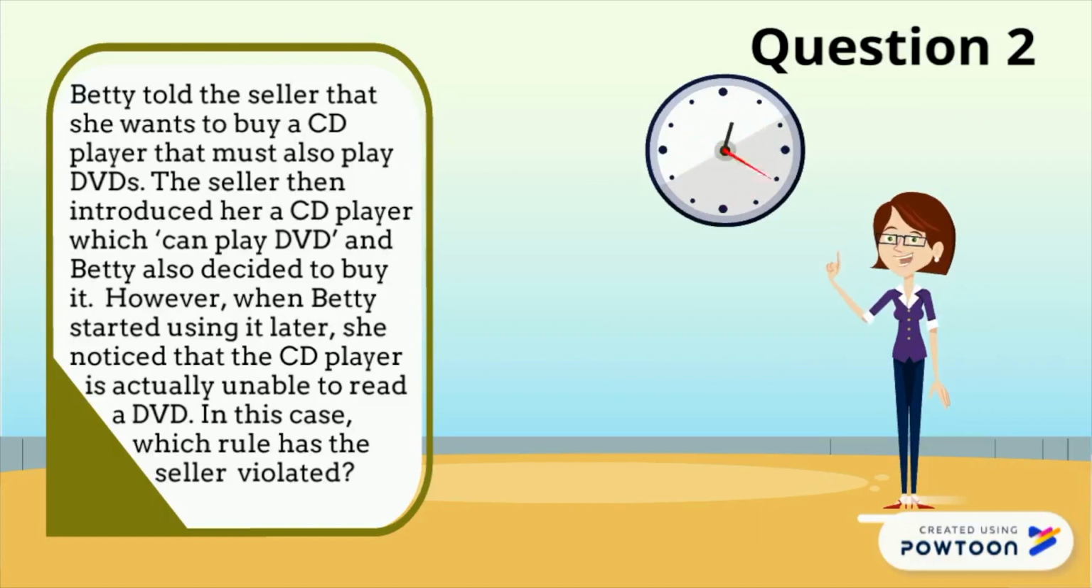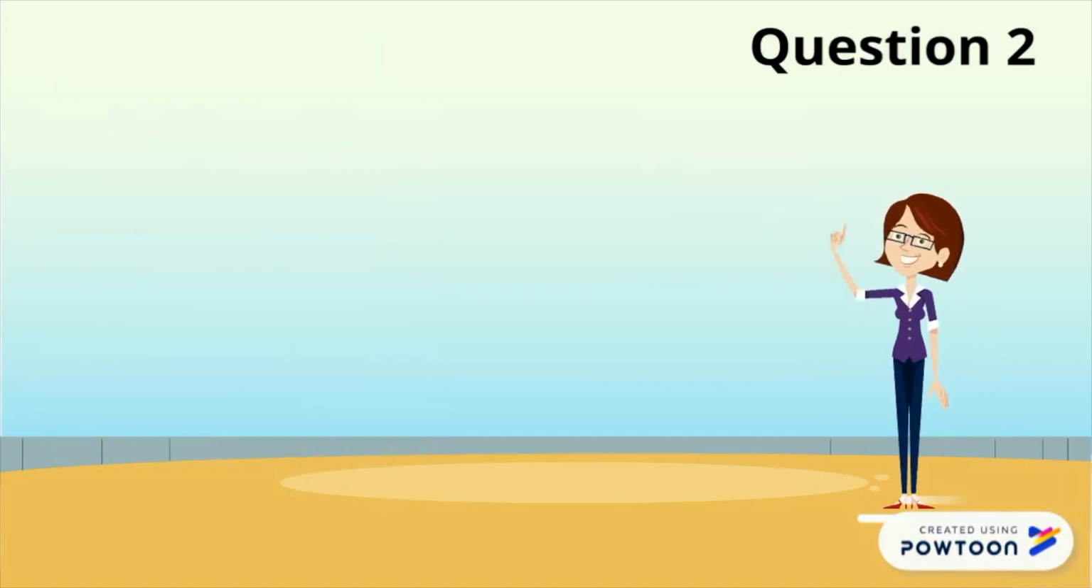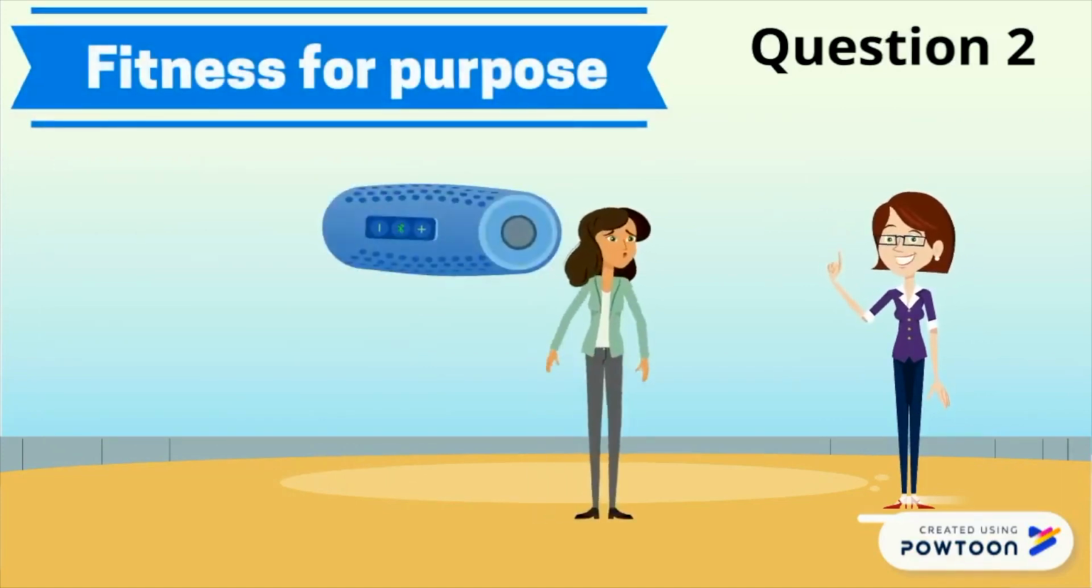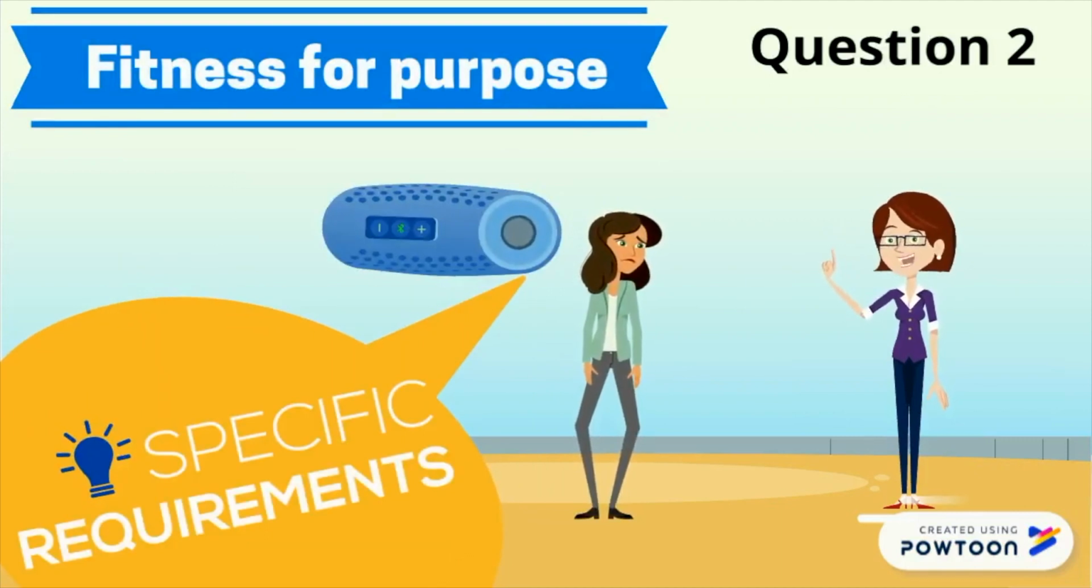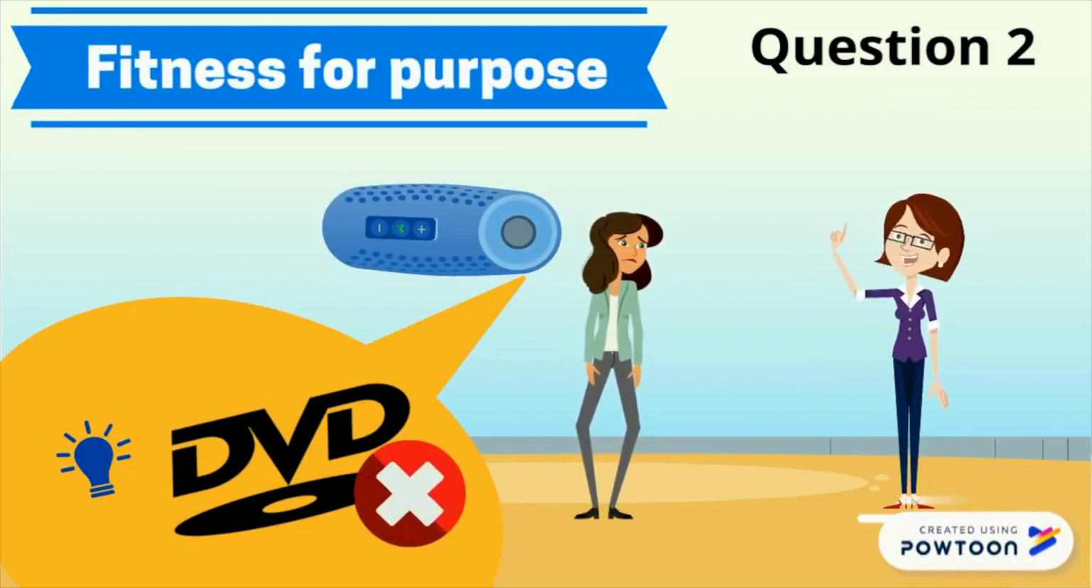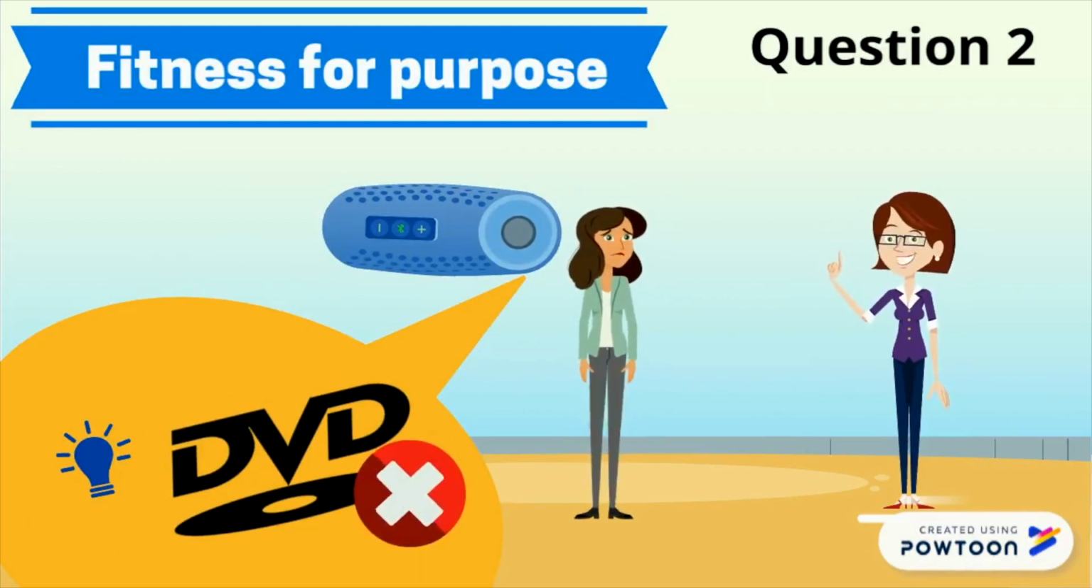Time's up. Can you guess the answer? It is fitness for purpose. It is because Betty has mentioned her specific requirement for the CD player, which is the function of playing DVD. However, the CD player Betty bought actually failed to fit her purpose, so the seller has violated the fitness for purpose rule in this case.